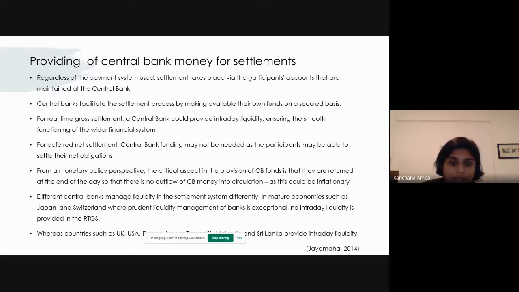But in an advanced economy that has good liquidity management, you don't need this because they have managed it properly, right? So this is a point that we can reach. Of course, remember, ILF exists in most countries, UK, a lot of European countries, they have ILF, right? So I think Japan and Switzerland are well known for their efficiency and time management. And based on that, liquidity management is connected to being able to manage the times that money is coming in and going out as well. Now, in countries such as UK, USA, Europe, Malaysia, Sri Lanka, there is intraday liquidity, right?